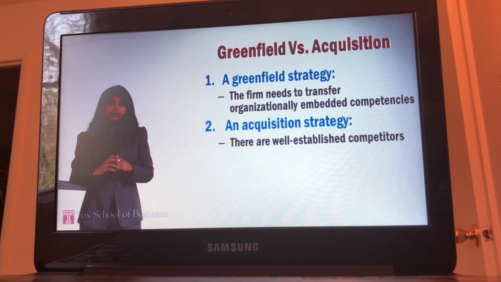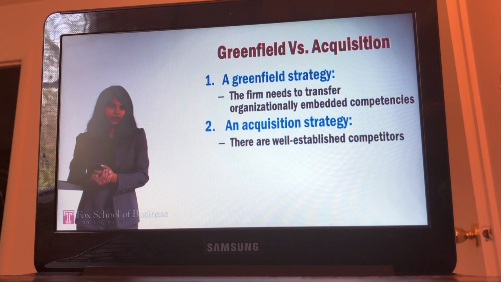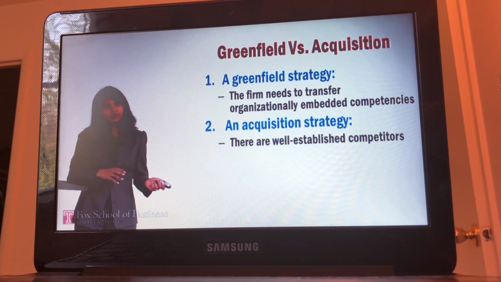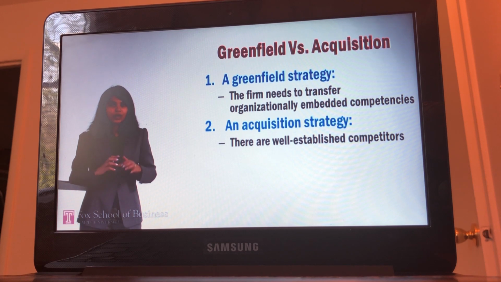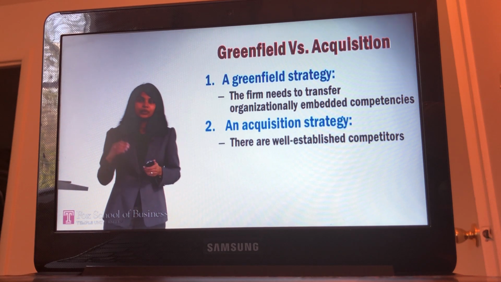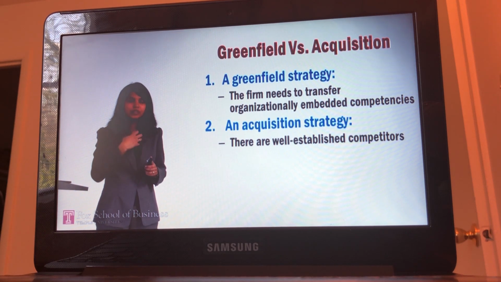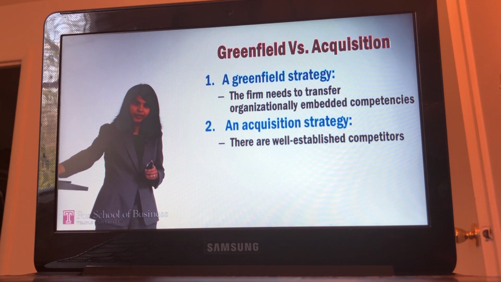So I mentioned earlier that a firm can form a wholly owned subsidiary using a greenfield strategy or through an acquisition strategy. But out of these 2 strategies, which one will make more sense or which is better? That really depends on certain criteria, right? A wholly owned greenfield strategy makes more sense when a firm needs to transfer its core competencies, certain culture, certain routines to that foreign subsidiary.